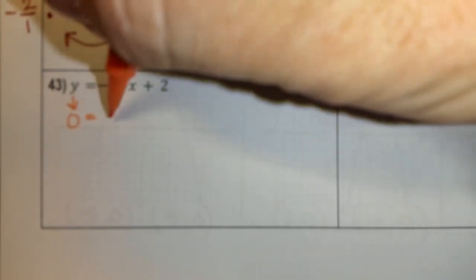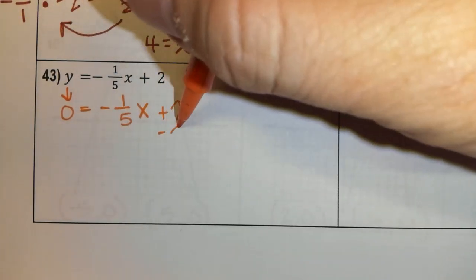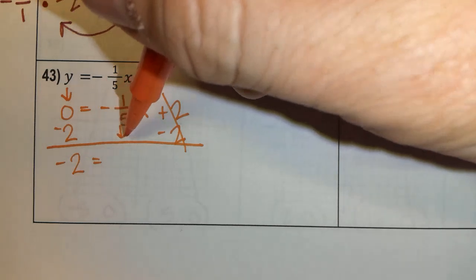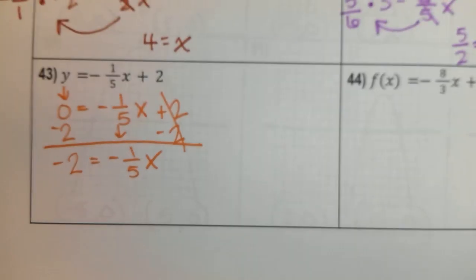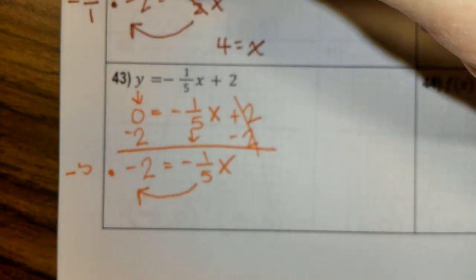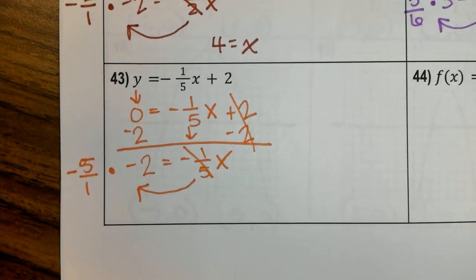Okay. So y becomes 0. Everything else is the exact same. Okay. Move my number. So minus 2. 0 minus 2 is negative 2. Bring down my x. And divide by my coefficient, which is a fraction. So instead of dividing, I'm going to multiply and flip the fraction, because fractions flip when you divide.